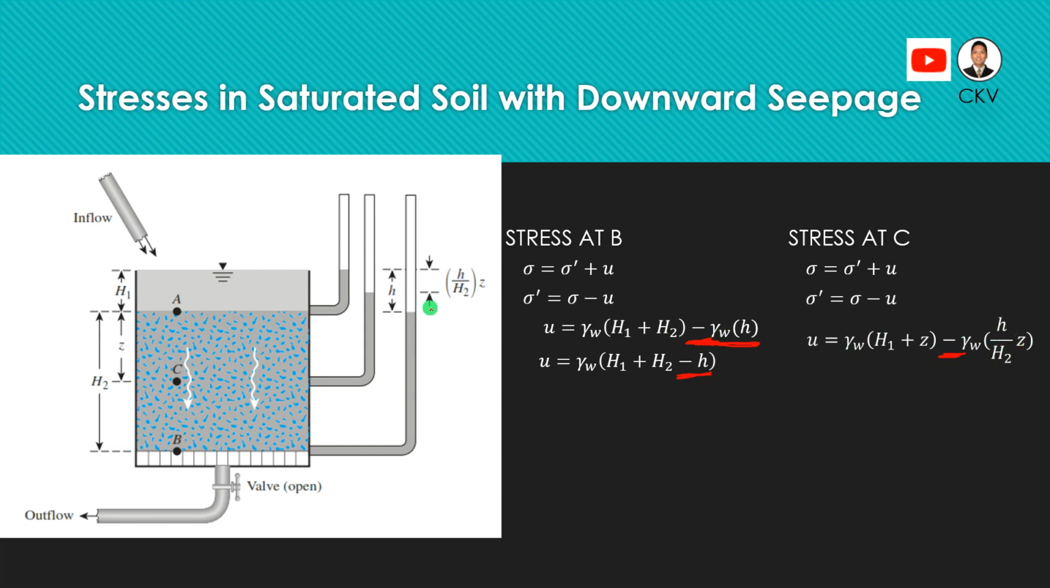So h is the difference in pressure head from A to B, and z is the depth at point C, h2 the total depth of soil. So same solution, negative sign.